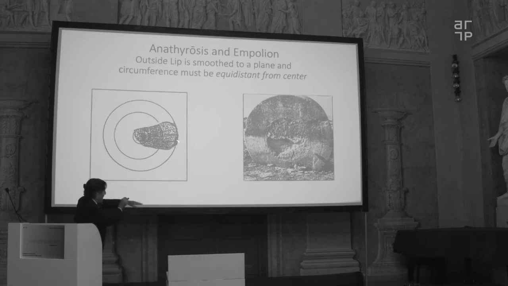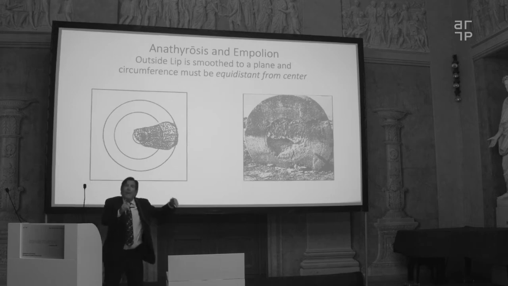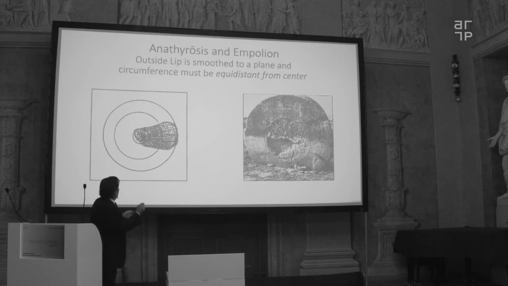You take the lip and you smooth it to a plane, and then you make the inside concave, so that when you put one on top of the other, there's no rocking back and forth. You can see it's a circular empolion. Now to do so, the technique requires that the center is exactly equidistant from the circumference, equidistant from the extremes.